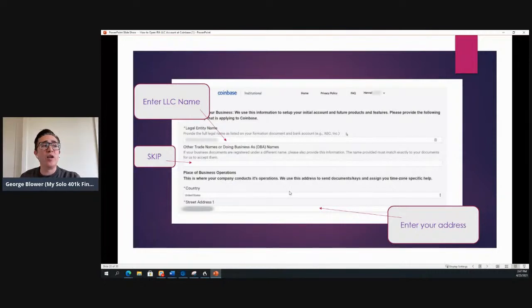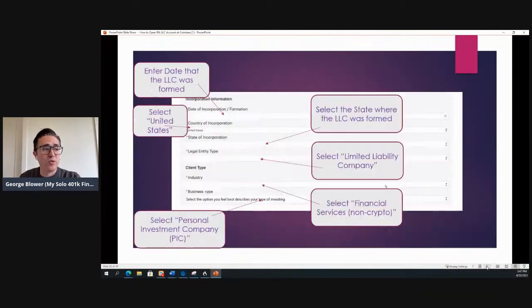You'll again be asked to enter the legal entity name, where you'll enter the name of the LLC that's owned by your IRA. Again, you'll be asked about whether there's any DBA or trade names, which doesn't apply, so you'll skip that. You'll want to enter your address for the place of business operations.